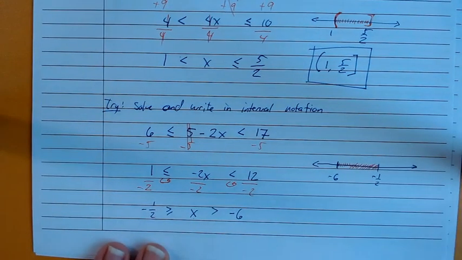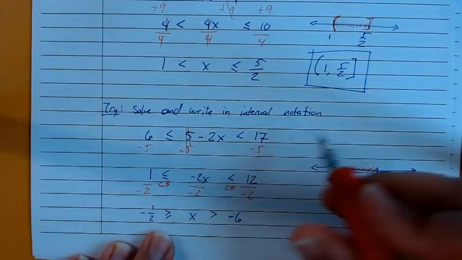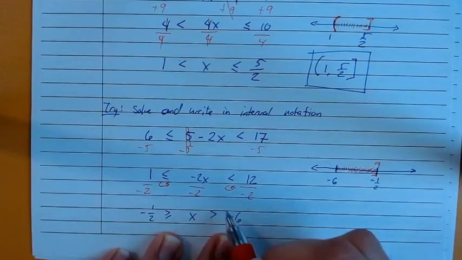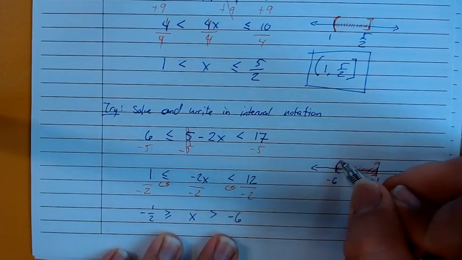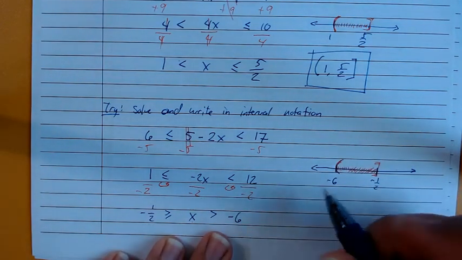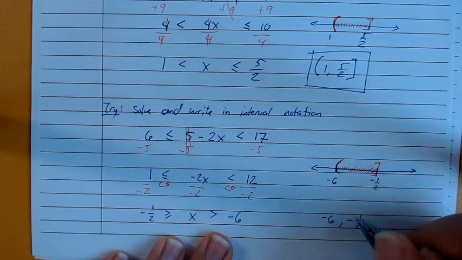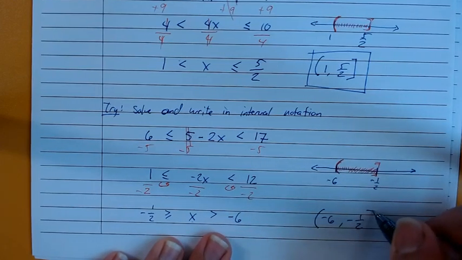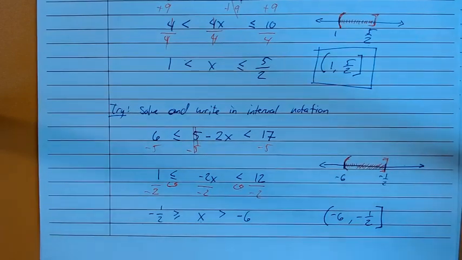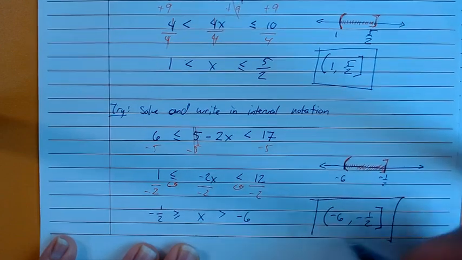So now we can go ahead and write out our results. Notice right here, this is inclusive, so we want a bracket there, square. Here we have an exclusive inequality, so we want a parenthesis here. And so our result is everything from negative 6 on the left to negative 1/2 on the right, parentheses around the negative 6, and brackets around the negative 1/2. And that is the result of our compound inequality written in interval notation.